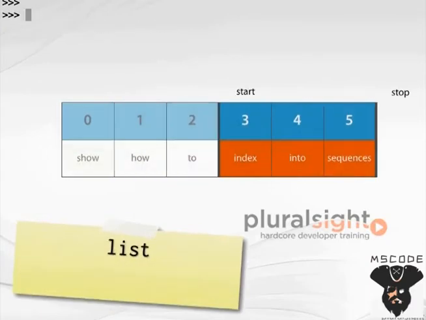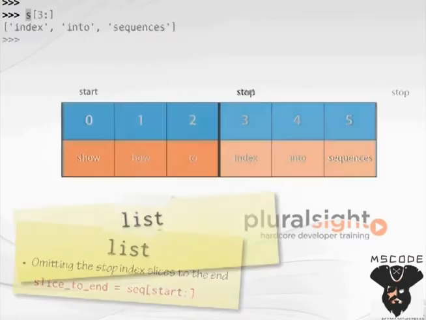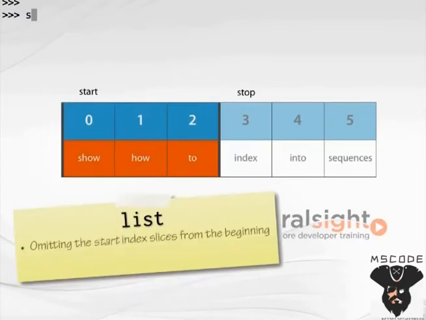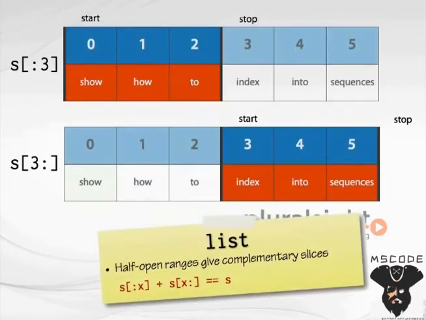Both the start and stop indices are optional. To slice all elements from the third to the end of the list, supply only 3 colon as the argument to the index operator. And to slice all elements from the beginning of the list up to but not including the third, supply colon 3 as the argument to the index operator. Notice that these two lists together form the whole list, demonstrating the convenience of the half-open range convention.